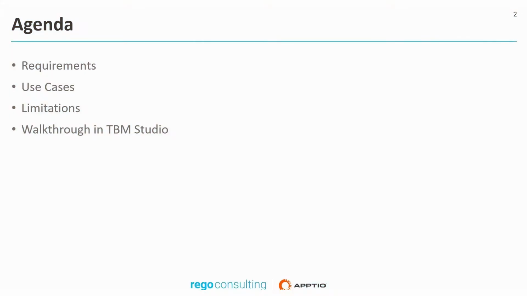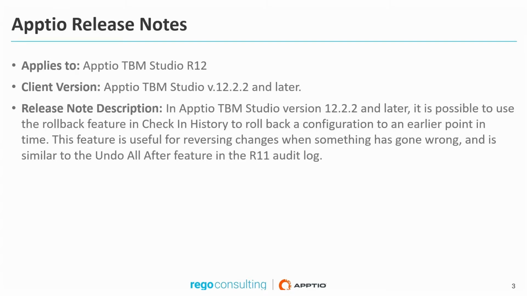To go over what we're going to cover today, we'll start with the requirements that you'll need in R12 to use this feature. We'll go over some typical use cases we see our clients use this feature for. We'll then go over the limitations of this feature, and then we'll jump into TBM Studio and do a walkthrough. This feature was last updated in R12 in version 12.2.2.